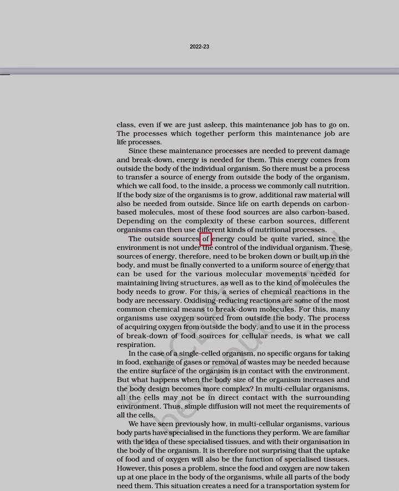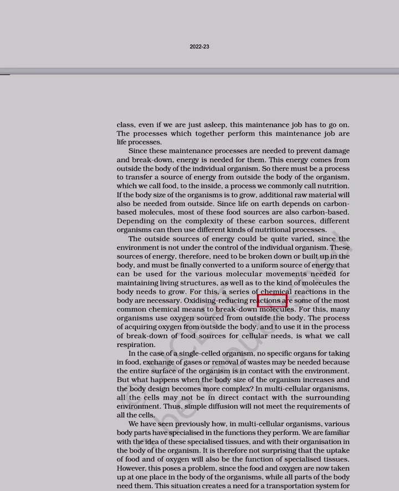The outside sources of energy could be quite varied. Since the environment is not under the control of the individual organism, these sources of energy, therefore, need to be broken down or built up in the body, and must be finally converted to a uniform source of energy that can be used for the various molecular movements needed for maintaining living structures, as well as for the kind of molecules the body needs to grow. For this, a series of chemical reactions in the body are necessary.